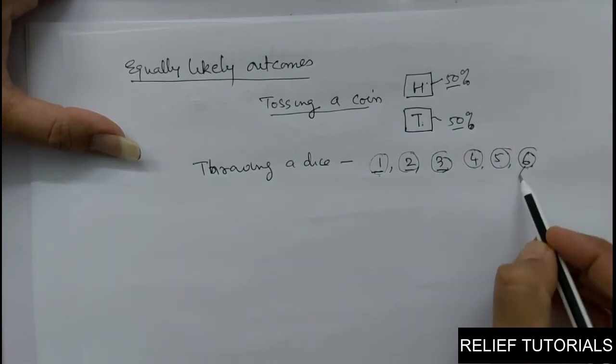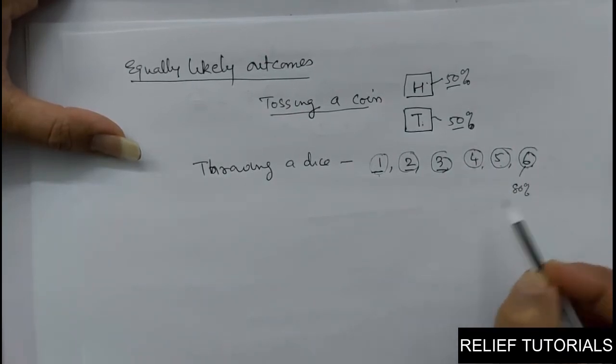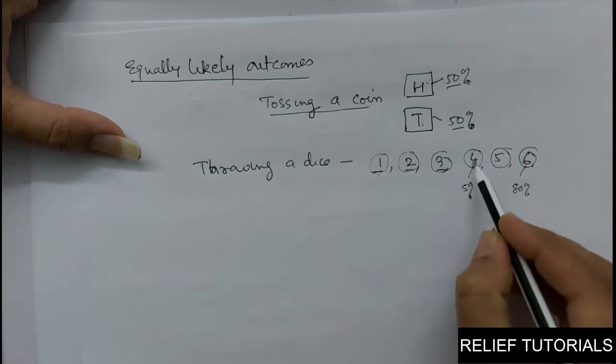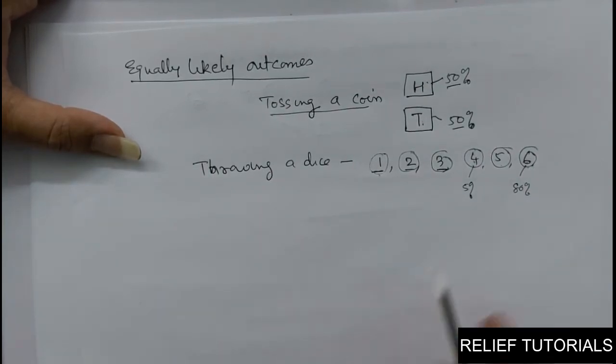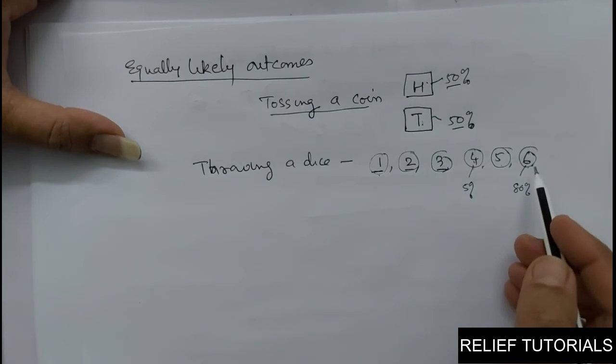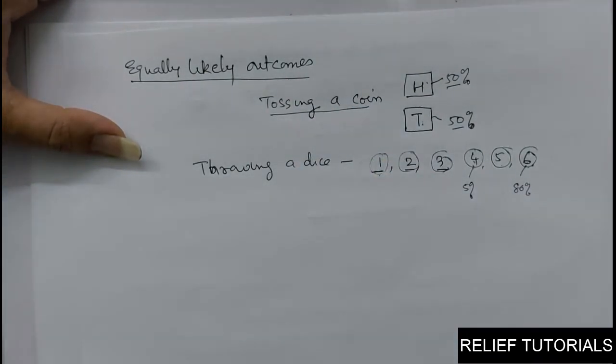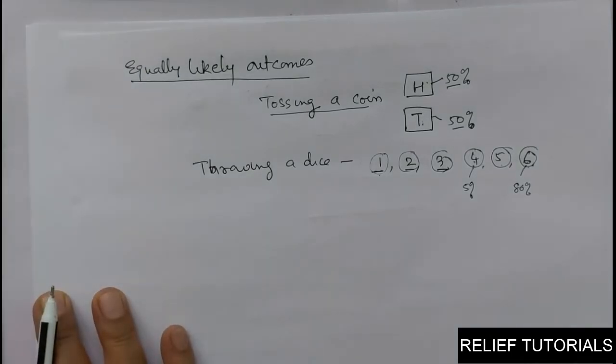We can't say that 6 has an 80% chance to appear and 4 has only a 5% chance. No. Both have equal chances. You will get either 4 or 6, and you can't predict that. So all these outcomes are called equally likely outcomes. Every outcome has an equal chance to occur. Clear? I hope you understood that.